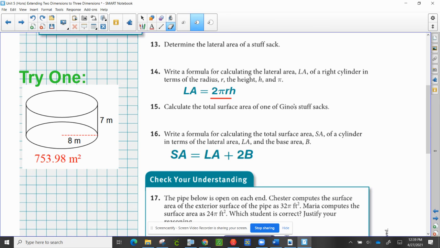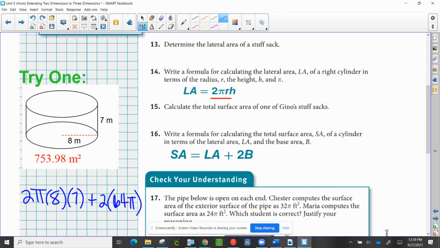Okay, if you did it correctly, you should have gotten this answer. So we would do 2 pi r, so 2 pi times 8 times the height, and add that to 2 pi r squared, right? That's the area of a circle. So r squared would be 64 pi. Okay, so if you crunch that all out in a calculator, you should have gotten 753.98 meters squared. Okay, so we will practice more problems tomorrow in class, but just know that the surface area of a prism or a cylinder is the lateral area plus 2 times the base.